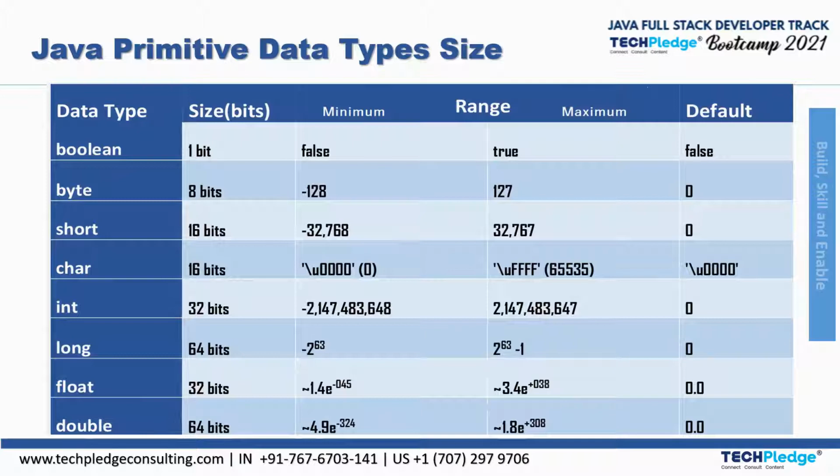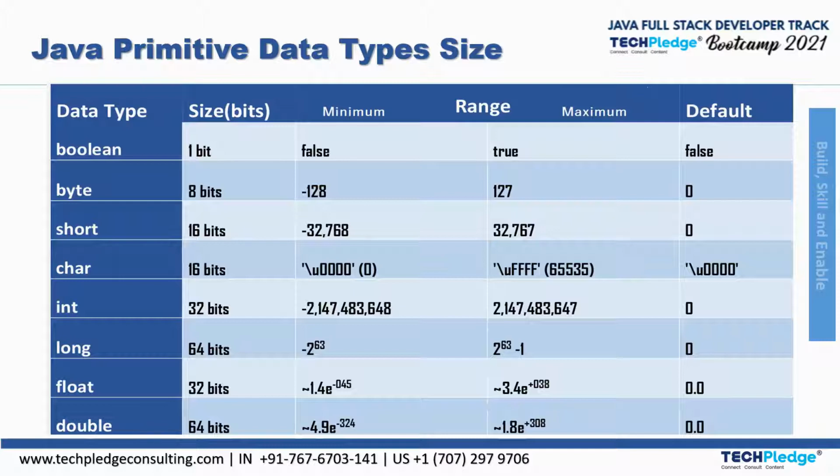Okay, the next is byte. A byte takes 8 bits. The range is from -128 to 127. That is the entire range of a byte when you are using the data type byte. And by default, it is 0.